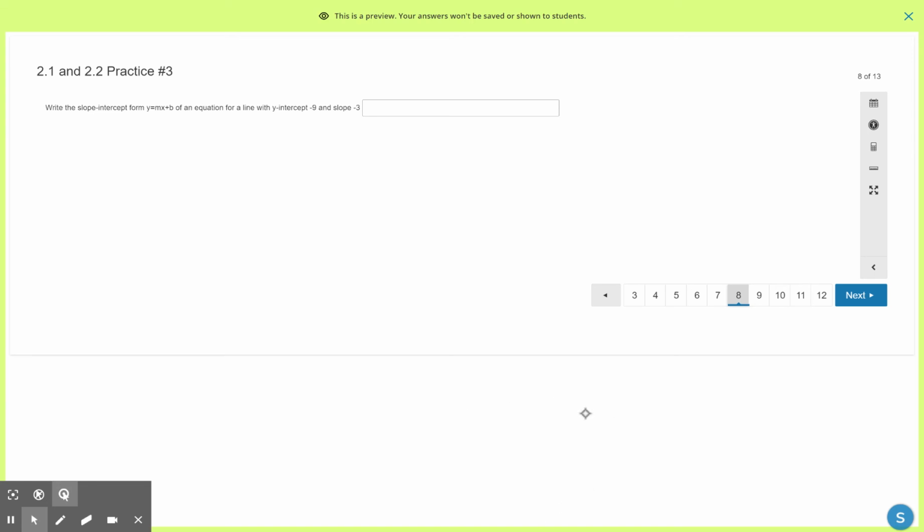All right, so for our next problem, what is the slope? The slope is always next to the x, so it would be -10.